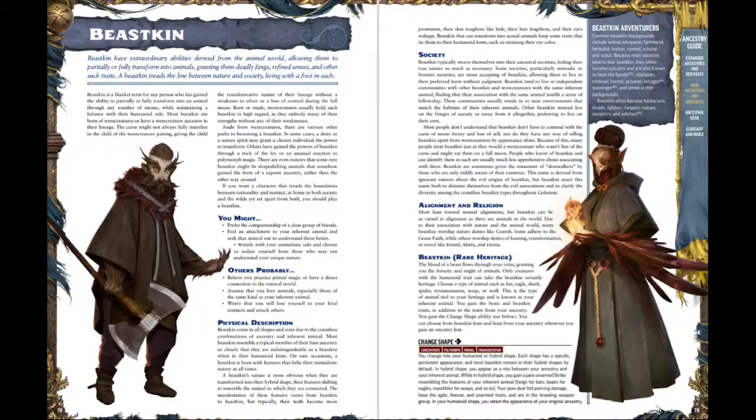Probably a Protean kin because she's beautiful. And the Beastkin, I know a lot of people are going to be very excited by.